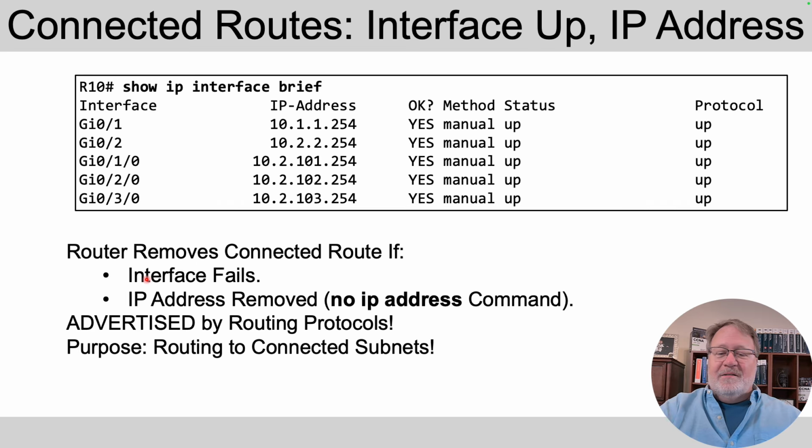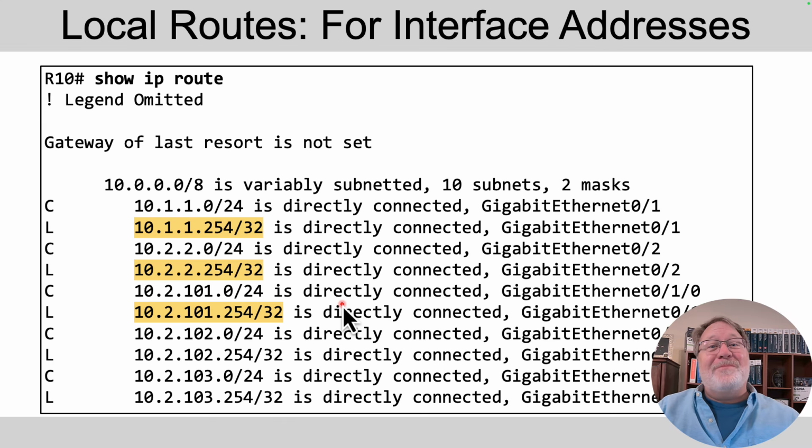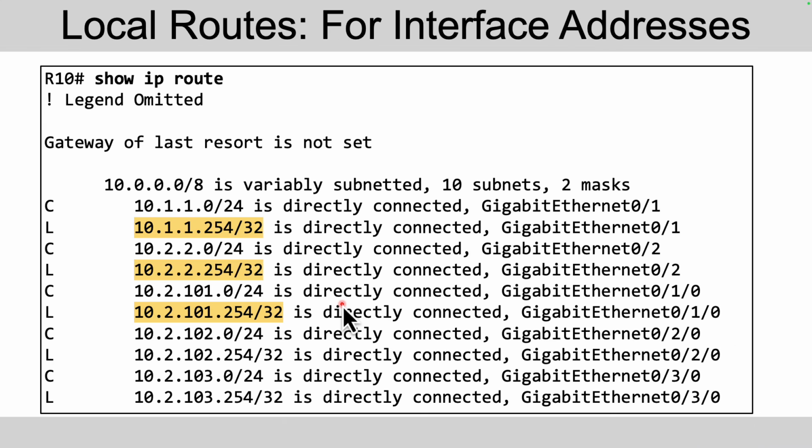But if it's there, any routing protocols are going to want to advertise those connected routes. And again, the purpose of these connected routes is to provide routes to those connected subnets. Now let's wrap up that topic I'm trying to avoid. It's called local routes, and these exist. They've existed for decades on Cisco routers. Honestly, I wish they didn't.